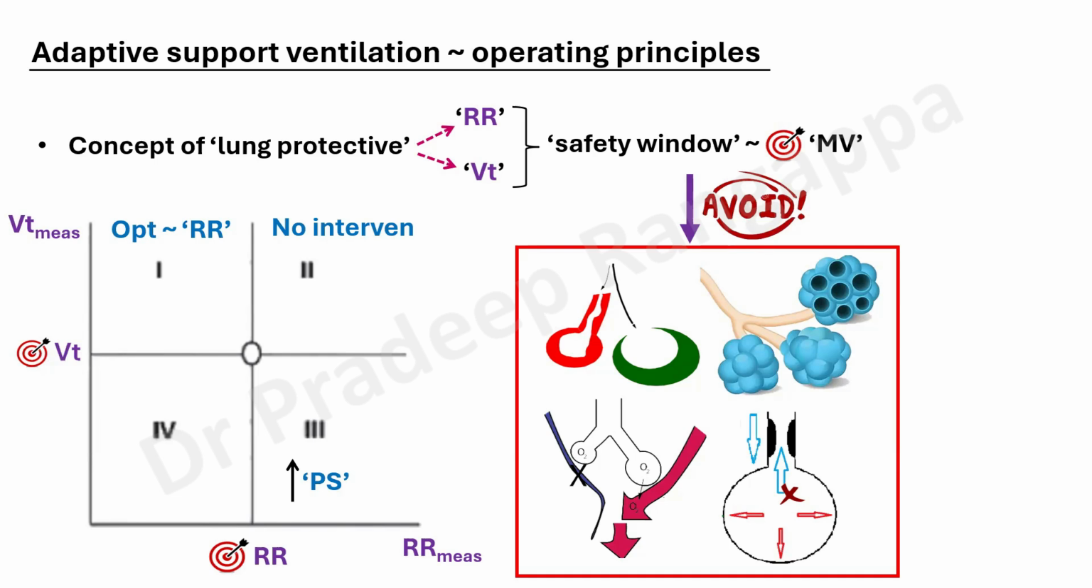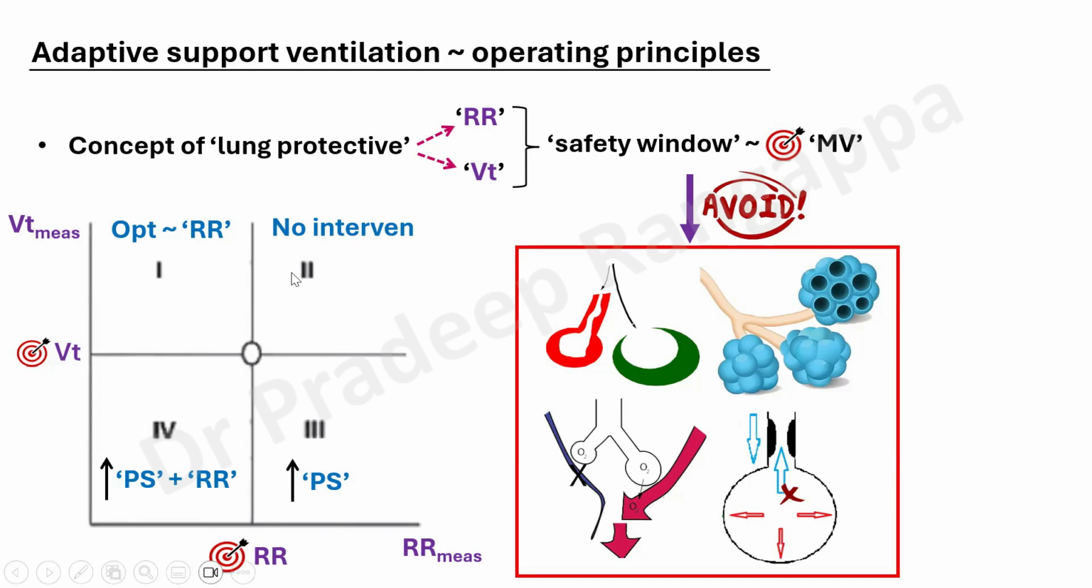So you need to increase pressure support. If the patient is in zone 4, where both are low, then you have to optimize respiratory rate and optimize pressure support. These are the interventions that one has to consider, or the machine keeps in mind when it is optimizing this. So the machine is doing it. You are not optimizing anything. Machine is optimizing respiratory rate if the patient is in zone 1.